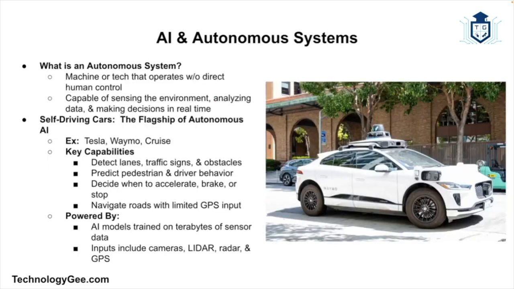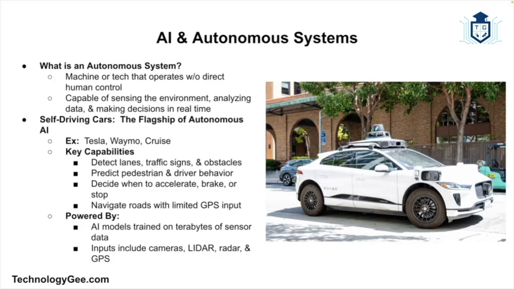All right, so let's talk about AI and autonomous systems. So, an autonomous system, this is any machine or technology that can operate without direct human control. That doesn't mean that it's running wild, but it does mean it can assess its environment and make decisions on the fly. And guess what? AI makes all of this possible.